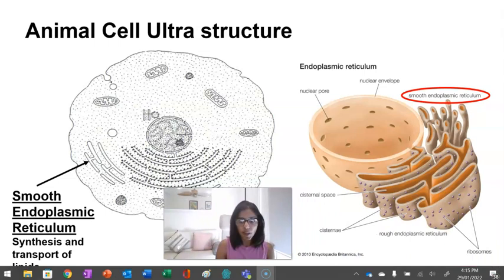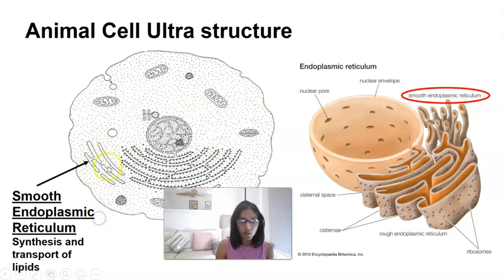Okay, so we talked about the rough endoplasmic reticulum, that's this stuff here. We also have the smooth endoplasmic reticulum. Now the smooth endoplasmic reticulum does a slightly different job. It will synthesize or build up and transport lipids, which are fats. The rough endoplasmic reticulum, just to remind you, is involved with protein synthesis. Smooth endoplasmic reticulum is involved with lipid synthesis.